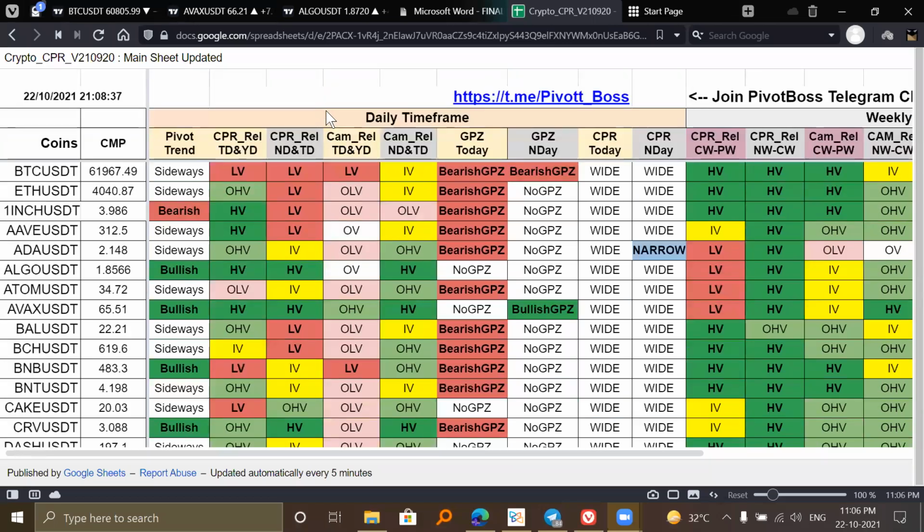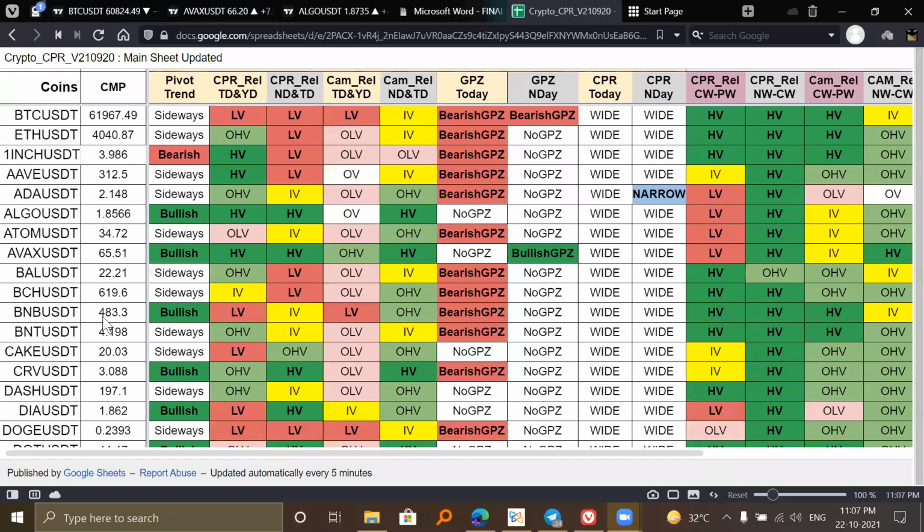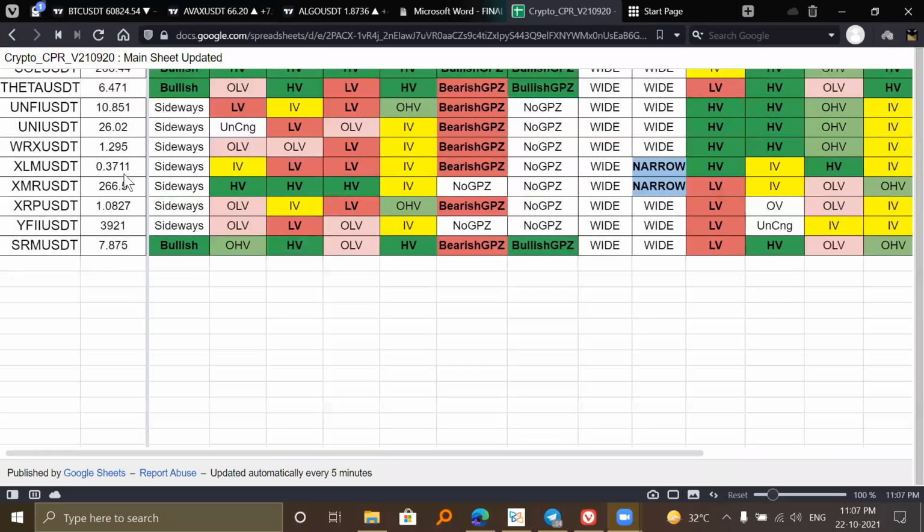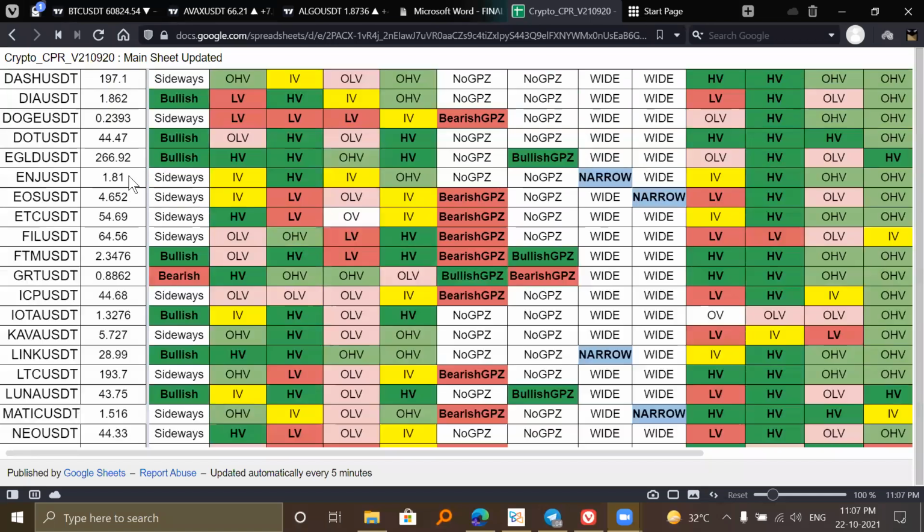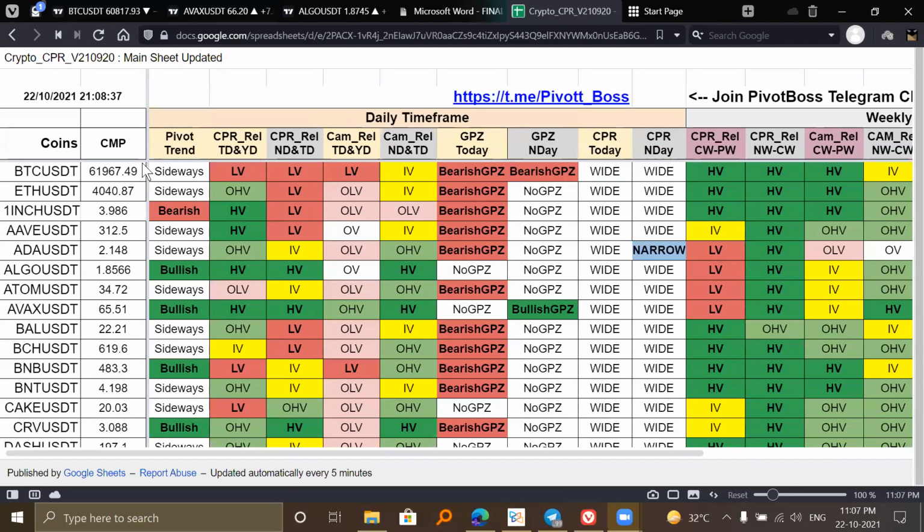See, not every instrument or asset will respect the pivots. If there is manipulation of some sort, like operator manipulation, then the instrument will not respect the pivots. In that case, we have to just ignore that instrument and look for another instrument to trade. So I have named nearly 42, 43 coins here.